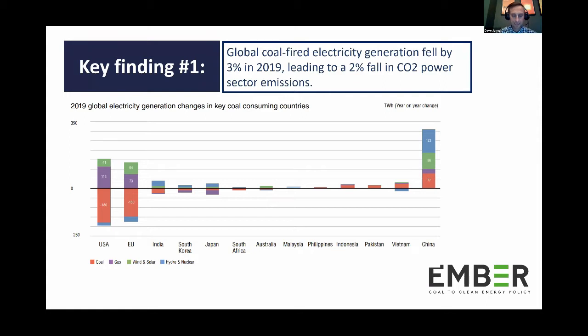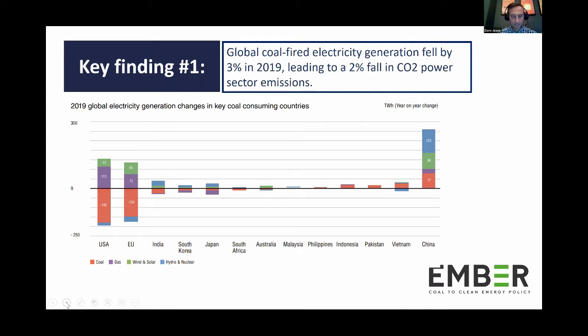Next up is South Korea and Japan, and they had a very similar 2019. Nuclear restarts took place alongside a pickup in wind, and especially in solar generation. And that led not only to a fall in coal generation, but even to a fall in gas generation as well.